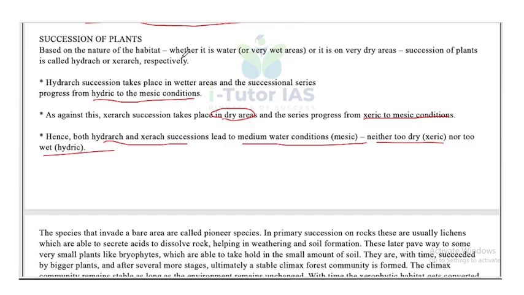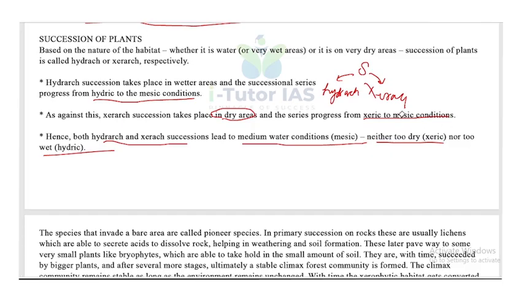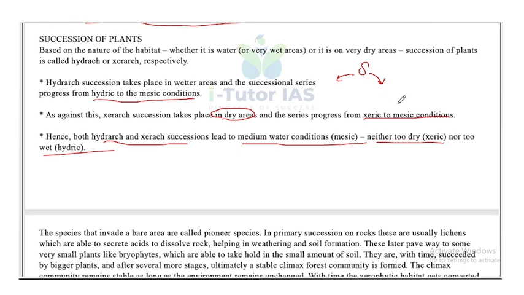So, based on the nature of habitat, the succession of plants can be divided into two. One is hydrarch, and the other is xerarch. Sorry for the bad handwriting. Okay. Hydrarch and xerarch. So what is the definition of hydrarch?